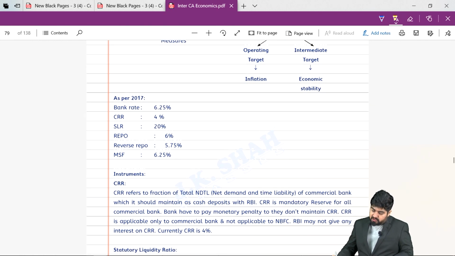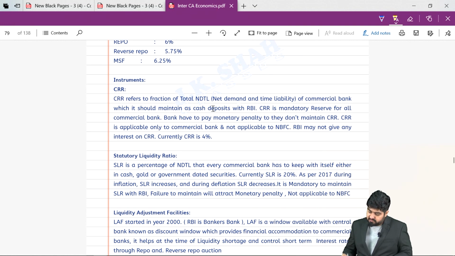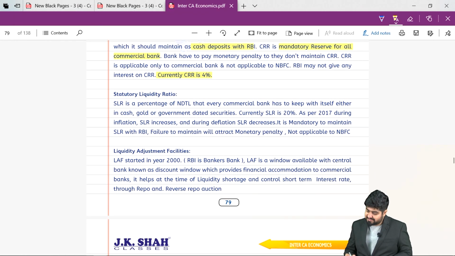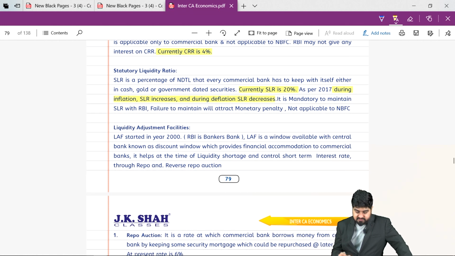Now, when we are talking about target instruments, CRR is nothing but cash deposits which are to be maintained with RBI. It is a mandatory reserve for all. Banks have to pay a monetary penalty if they don't maintain the CRR. Currently it is 4%. SLR is 20%. SLR increases and decreases. During inflation, SLR will be increased, and during deflation SLR will be decreased.